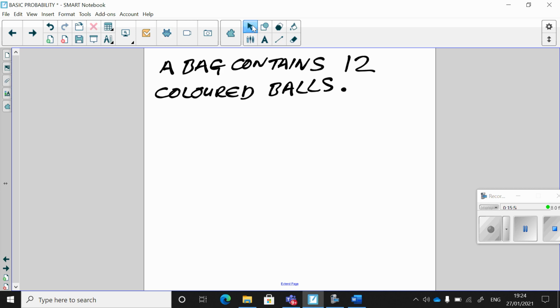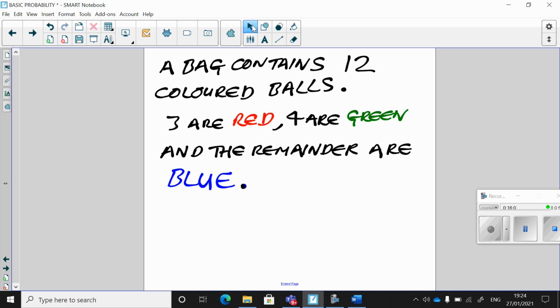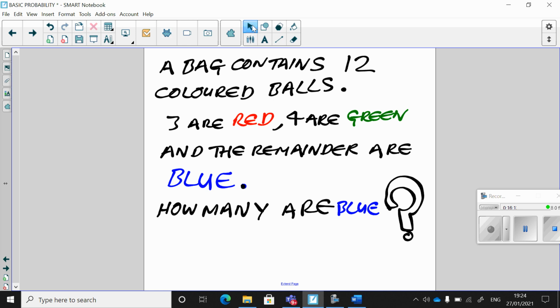So what they're saying here, a bag contains 12 coloured balls. Right, what's the scenario? 3 are red, 4 are green, and the remainder are blue. Right, okay, so we've got red, green, and blue. How many are blue? Right, so it looks as if you're going to have to do a little bit of arithmetic here to say how many are blue. You could take 3 are red, 4 are green, add them together to get 7, take them away from 12 to get 5. It's up to you how you do this. 12 take 7, 5. I think that works. Okay, so we'll get 3 red, 4 green, and 5 blue.